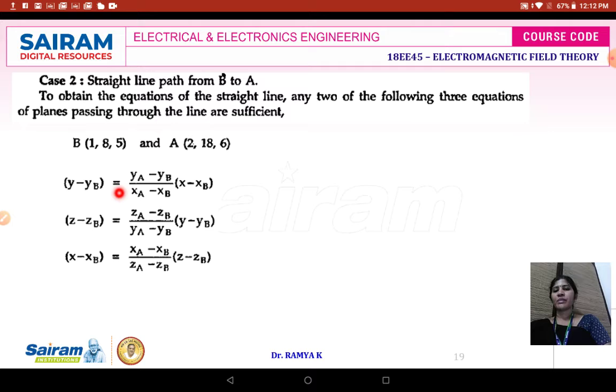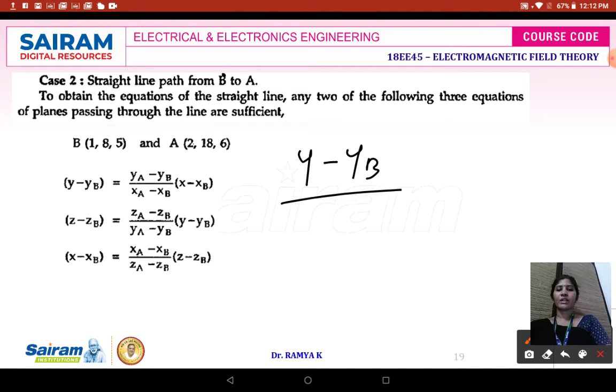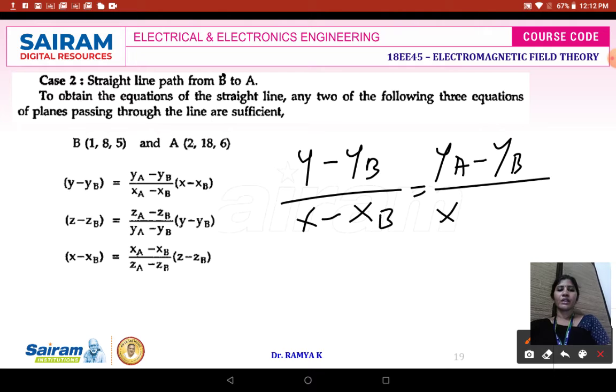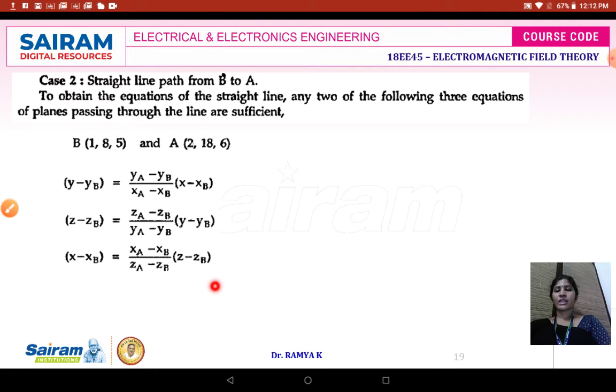So y minus yb divided by x minus xb is equal to ya minus yb divided by xa minus xb. The formula is like this: y minus yb divided by x minus xb is equal to ya minus yb divided by xa minus xb. Using this formula, you will get the straight line path. You can frame the equations like this.